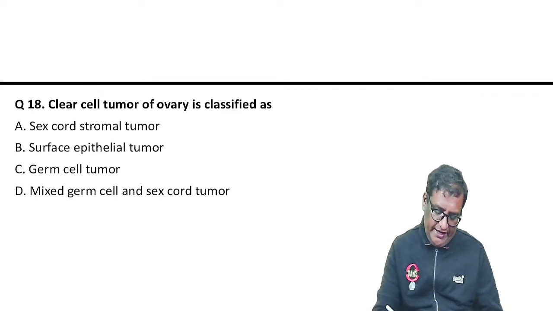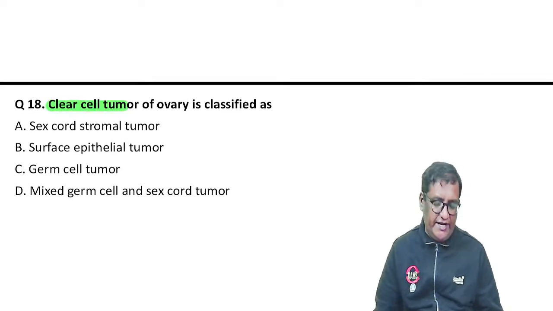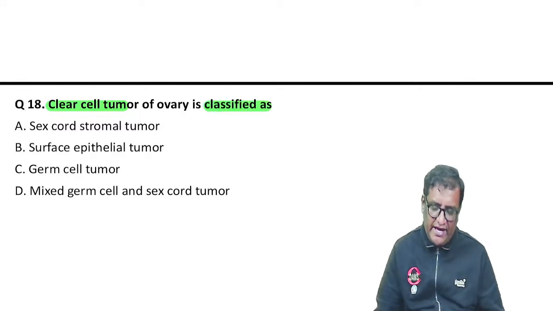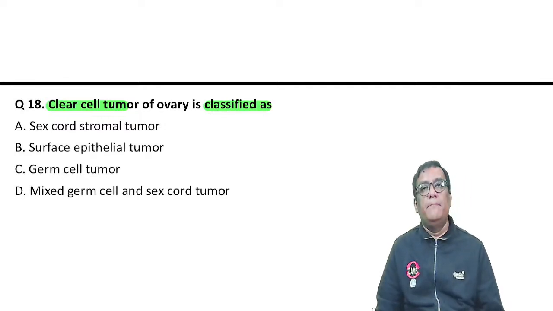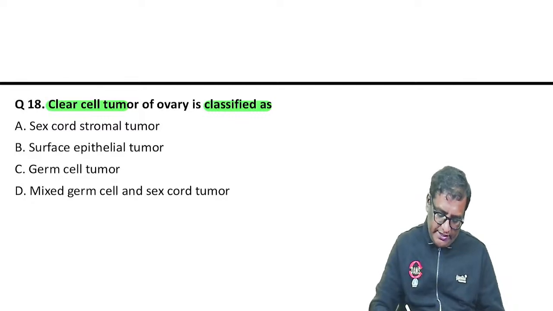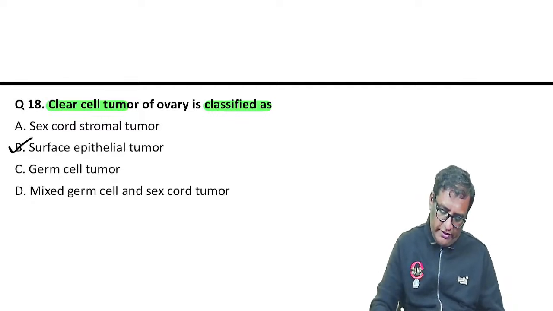Okay, question number 18, one-liner. This was previously asked in INICET, that's why I've given it here. Clear cell tumor of ovary is classified as: sex cord stromal tumor, surface epithelial tumor, germ cell tumor, or mixed? The answer is that clear cell tumor of ovary is also called mesonephroid tumor.